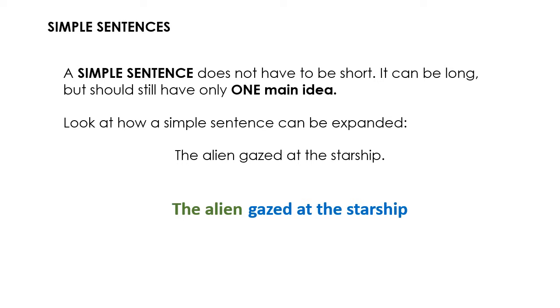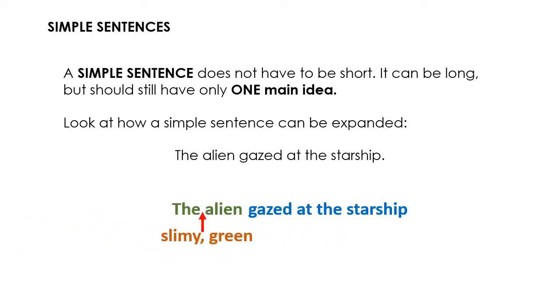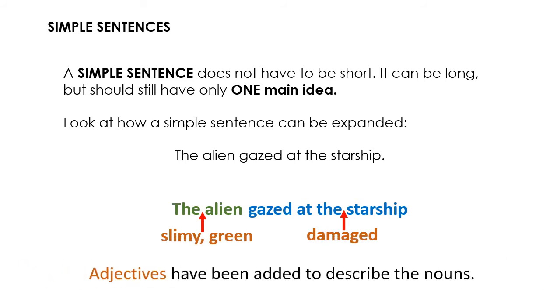Now we want to expand it. We want to make it longer, but it still must only be one main idea. This idea is that there's an alien looking at the starship. So here we can add some words to modify alien. We could put in a description of the alien. How about slimy green alien? What else could we add? Well, over here we could describe something about this starship. Maybe it's a damaged starship.